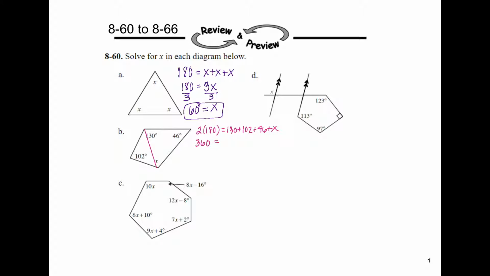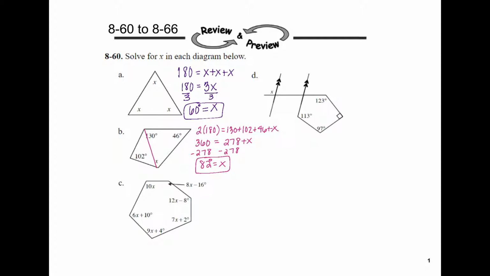When I combine my like terms on the right-hand side, I get 278. The inverse operation of addition is subtraction. 360 minus 278 gives me 82 degrees is equal to x.